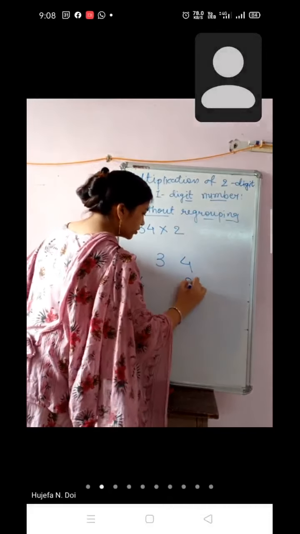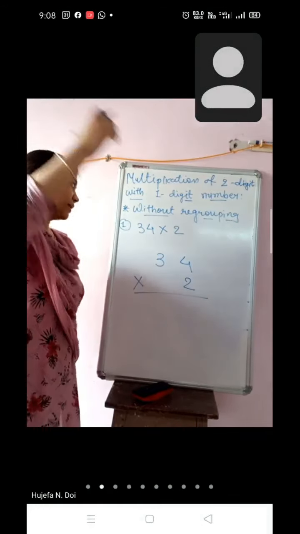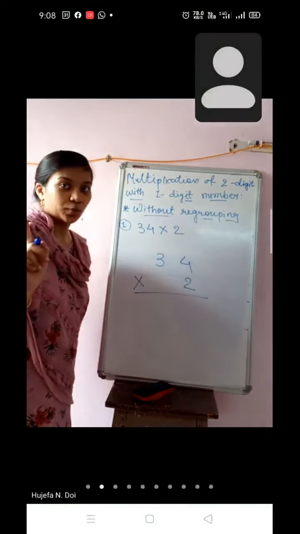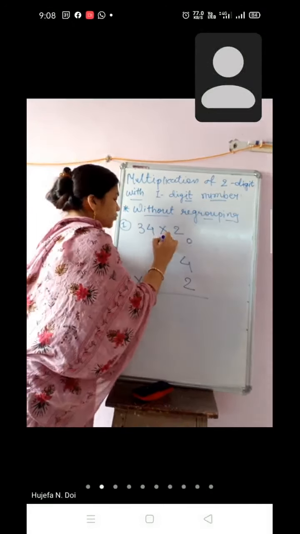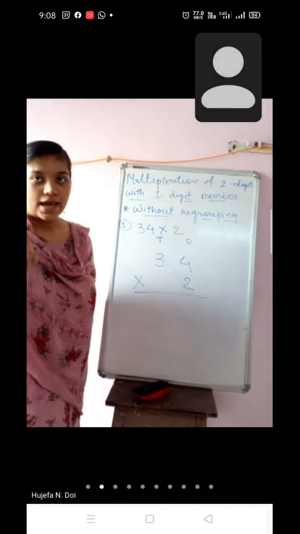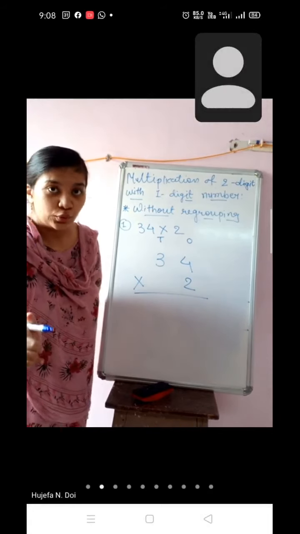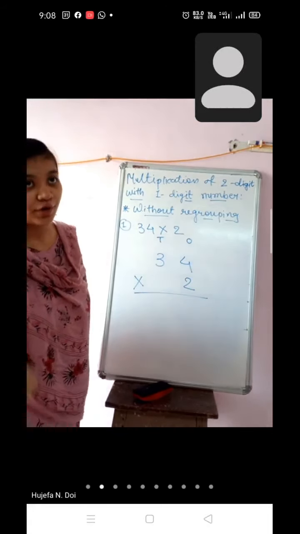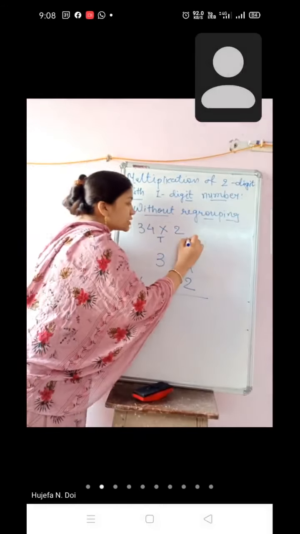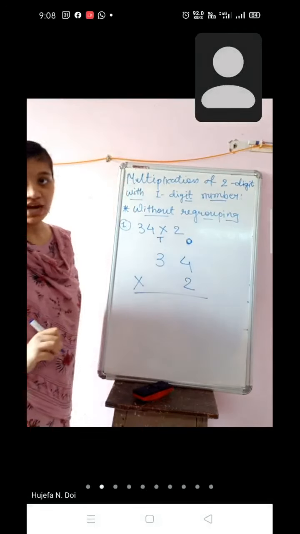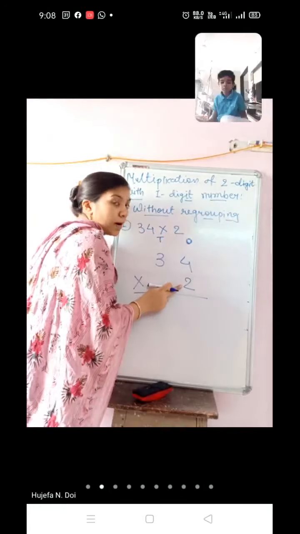34 multiply by 2. This is an example of without regrouping, means no carry forward will be there. Write down the places, 1s, 10s. As per the rule, for addition, subtraction, multiplication, always start from the ones place. Ones se hi start karna hai, direct tens se start nahi karna. So 4 multiply by 2.